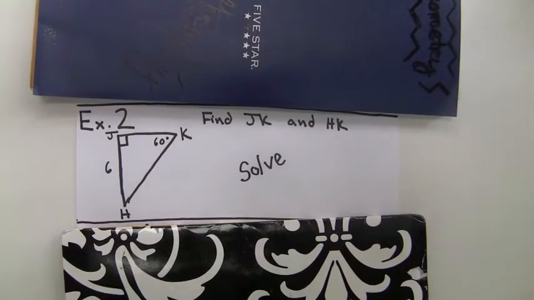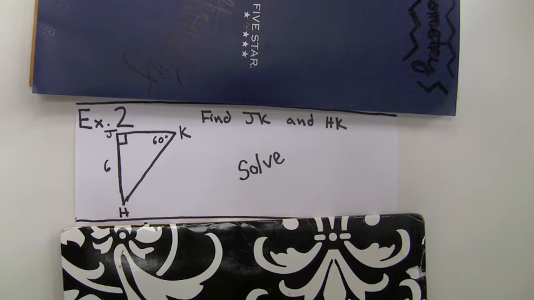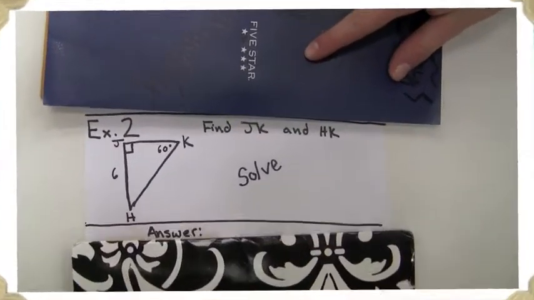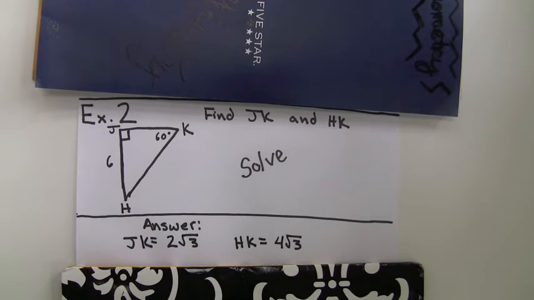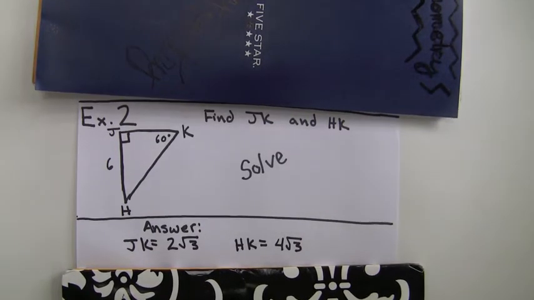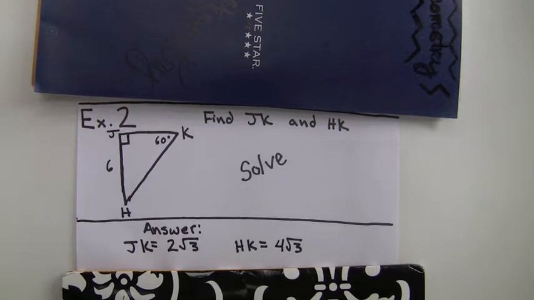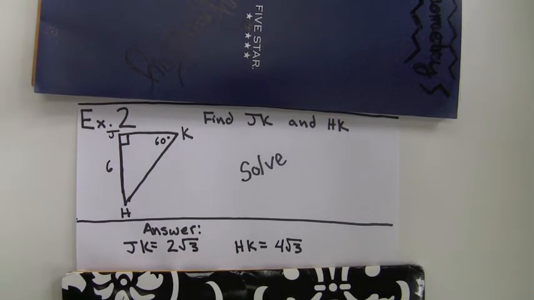In example 2, find JK and HK in triangle JKH. The answers are JK equals 2 root 3 and HK equals 4 root 3. If you're wondering why, angle JHK equals 30 degrees, and x root 3 equals 6 because that's the side across from the 60-degree angle.